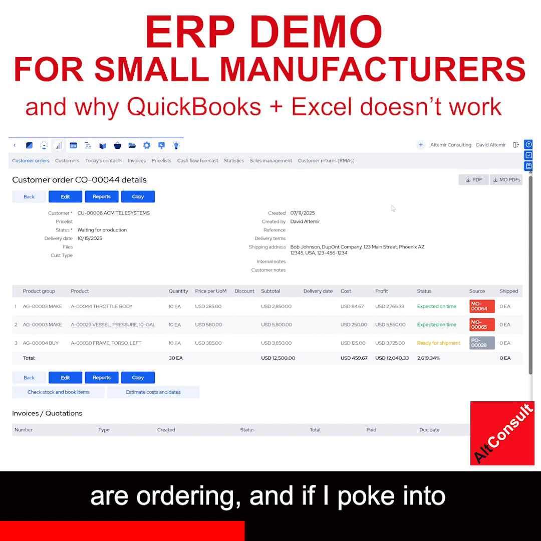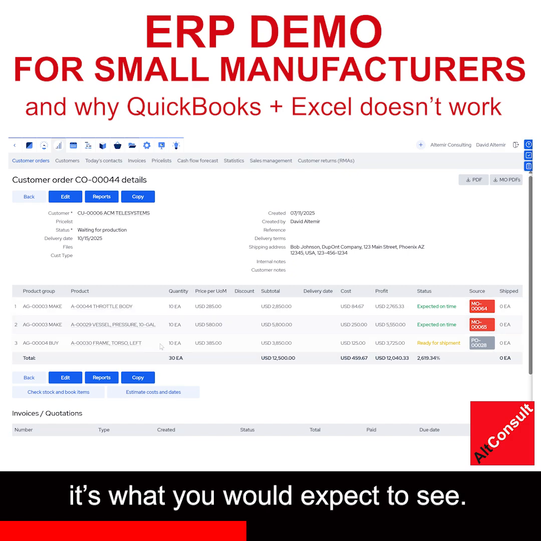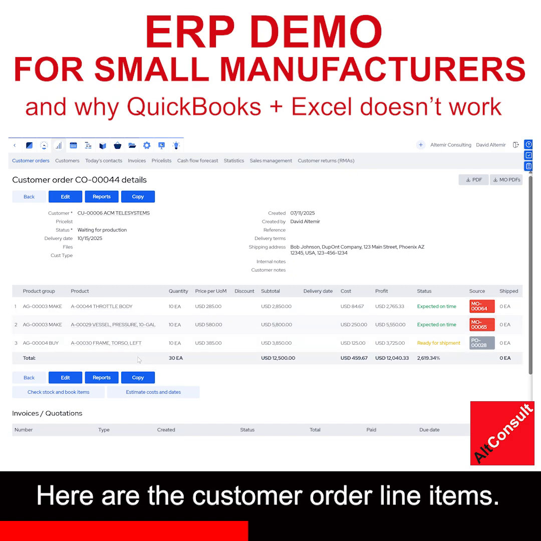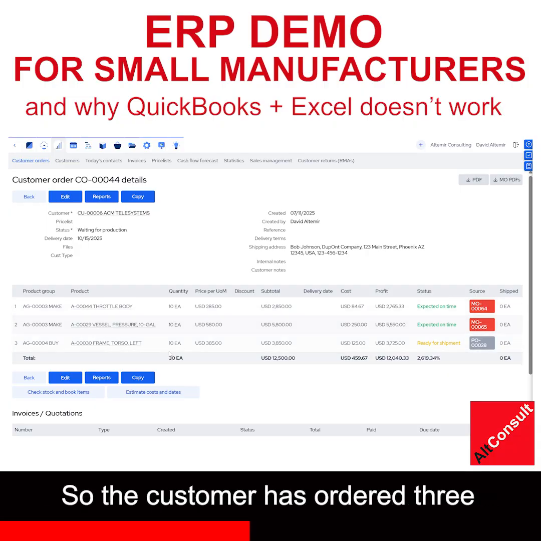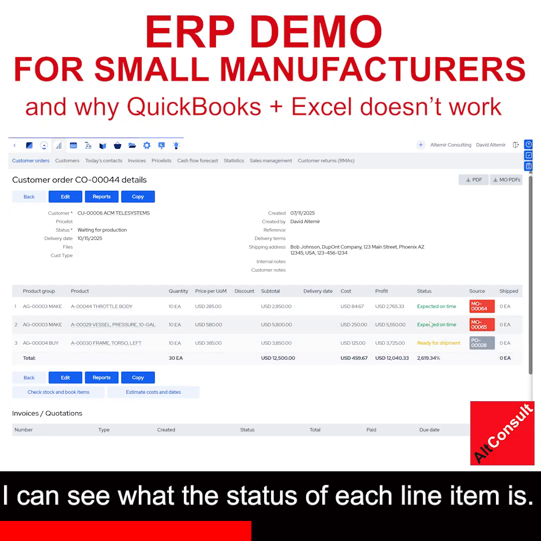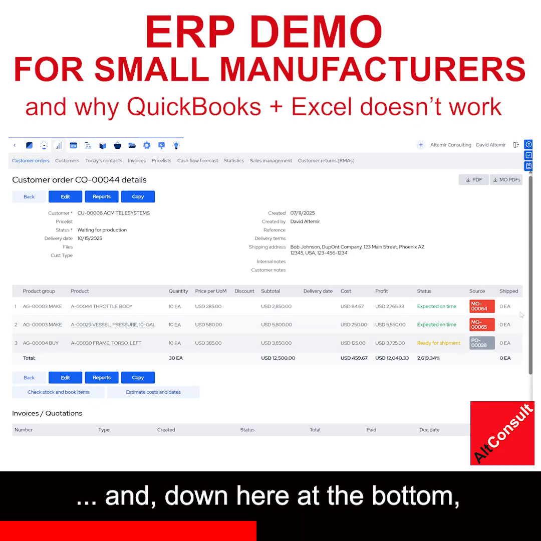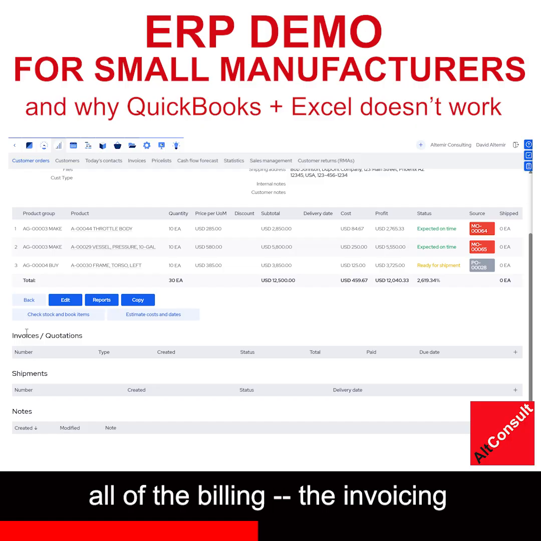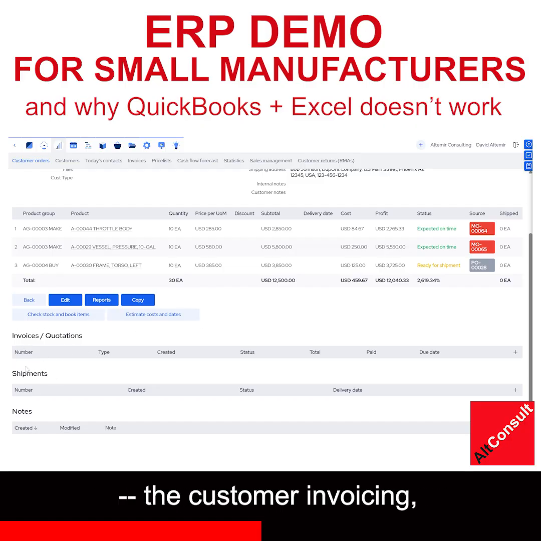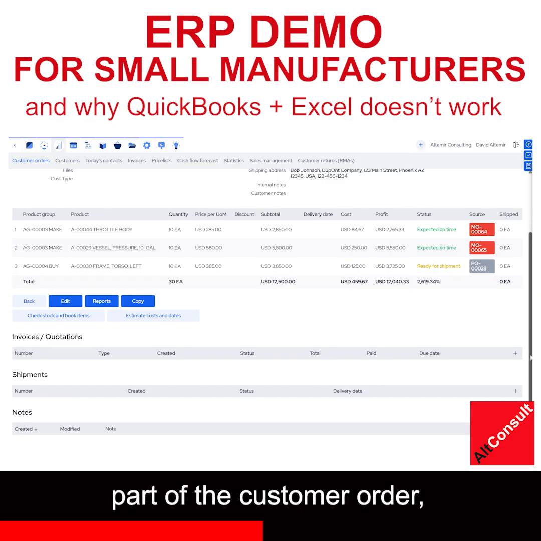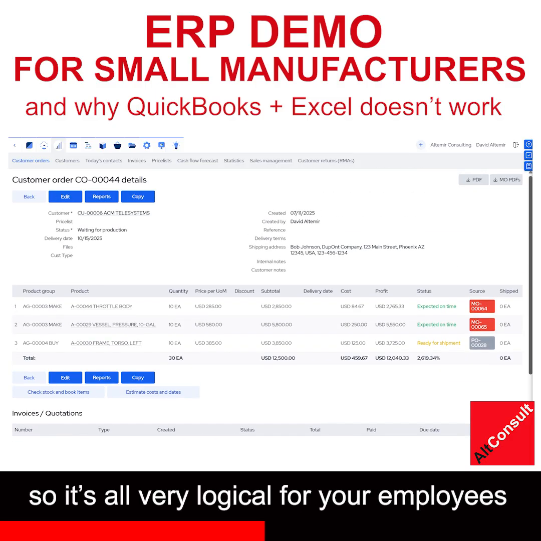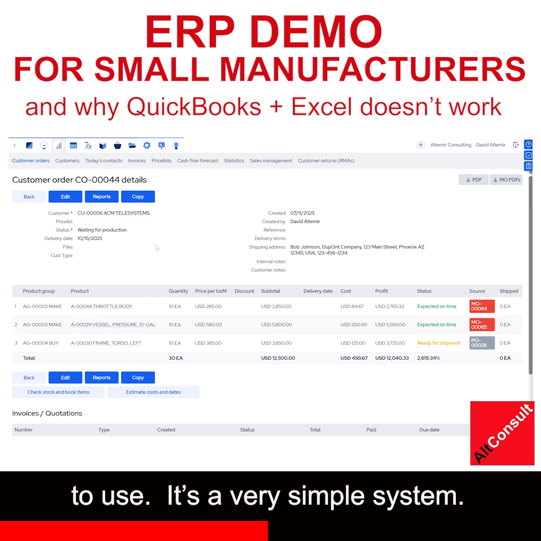And if I poke into one of the customer orders, it's what you would expect to see. Here are the customer order line items. So the customer has ordered 3 different things from me. I can see what the status of each line item is. I can see the profitability of each line item. And down here at the bottom, all of the billing, the invoicing, the customer invoicing, the customer shipments are all part of the customer order. So it's all very logical for your employees to use. It's a very simple system.